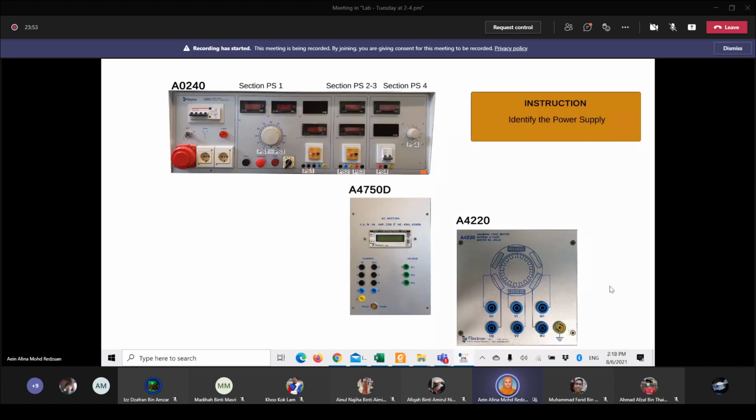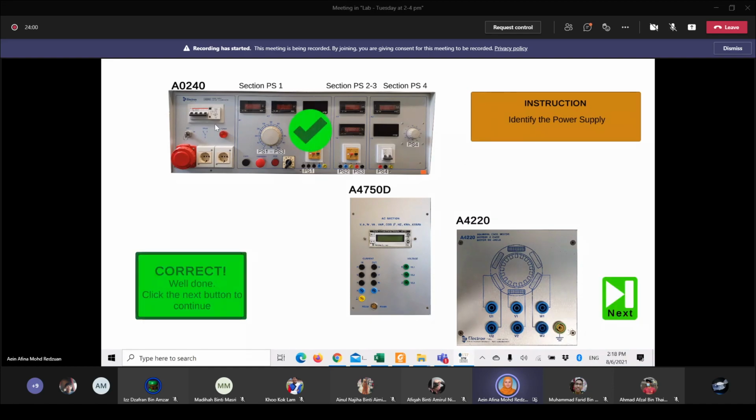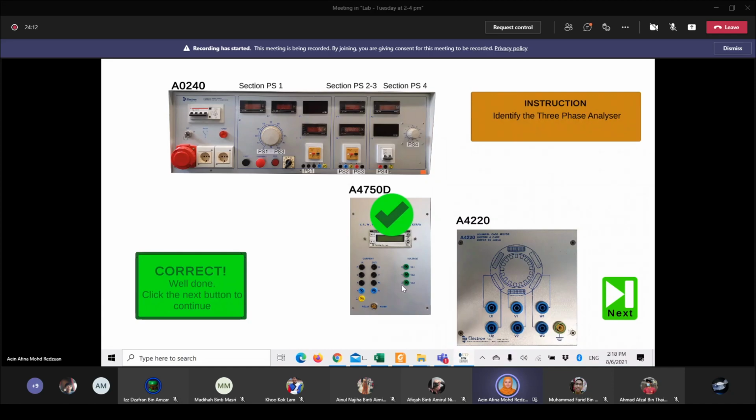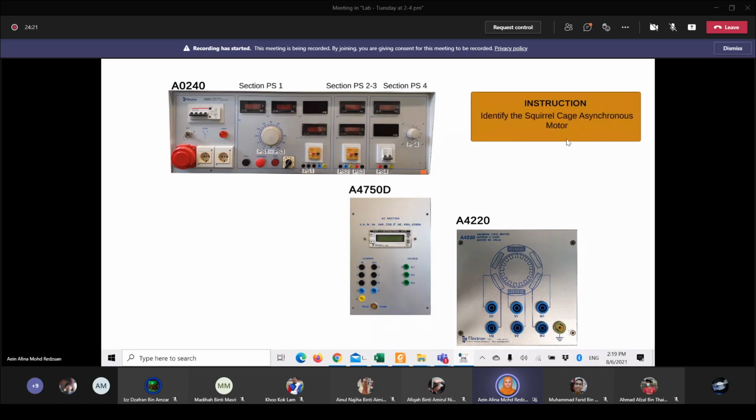Okay, identify the power supply. Hopefully you are already expert on it. This is the power supply, the whole thing. And then the three-phase analyzer is this. This is where you will get the reading: the volt reading, the ampere reading, it's all here. And the squirrel cage asynchronous motor, of course, is this one.